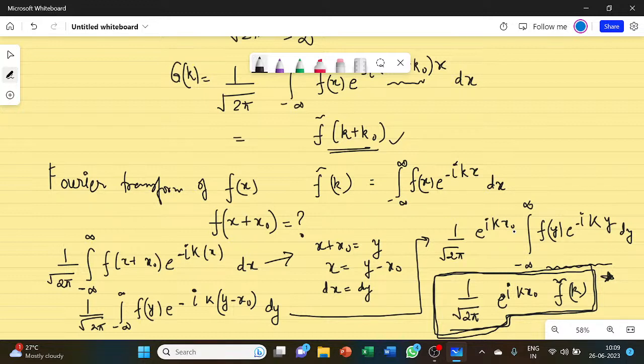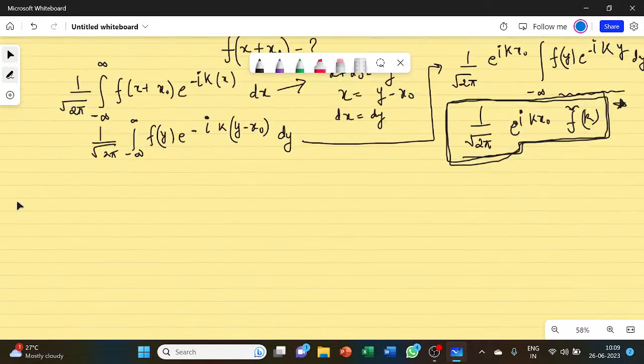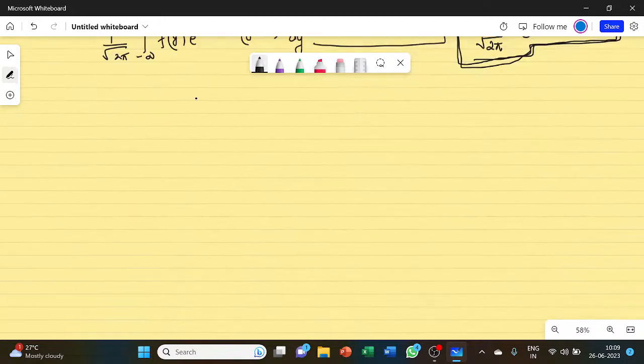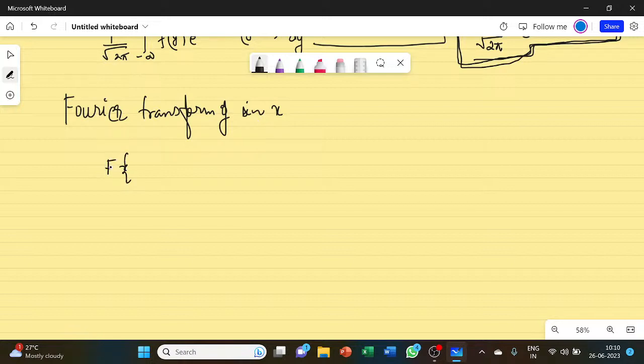Now let us find the Fourier transform of sines and cosines. So let us say I am trying to find the Fourier transform of sine of x. What would be the Fourier transform of sine of x? It will be easier for me to convert sine in terms of complex exponentials.